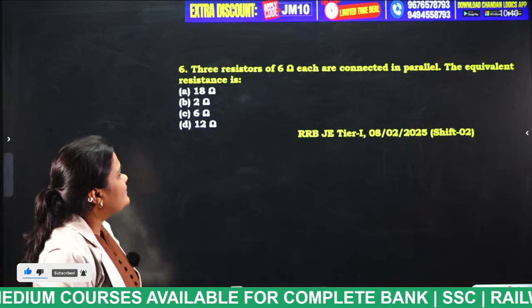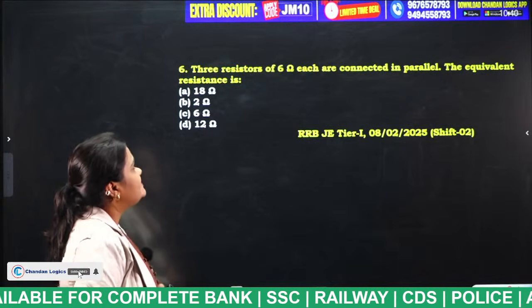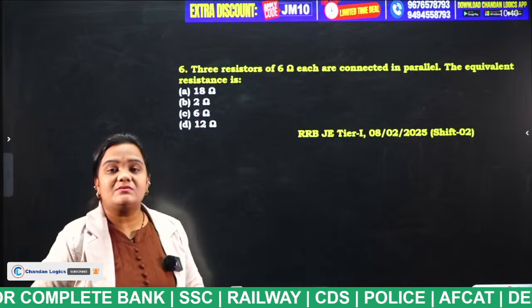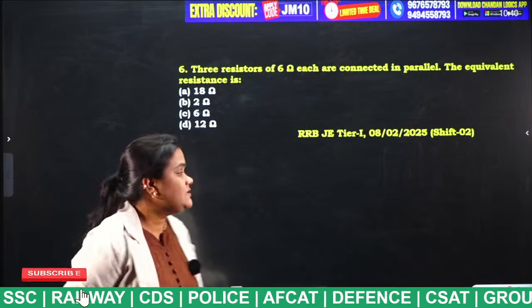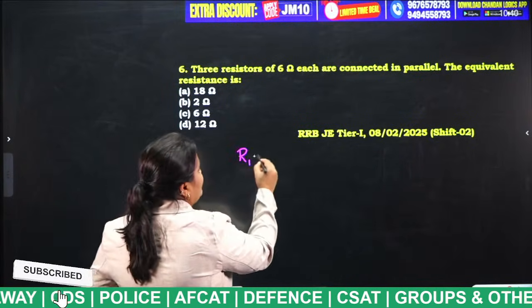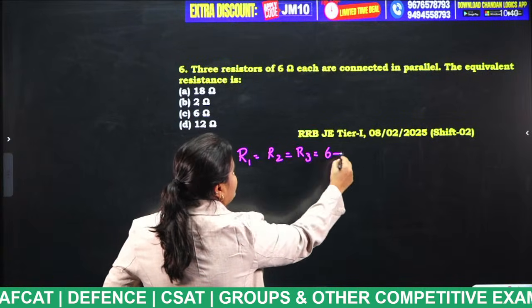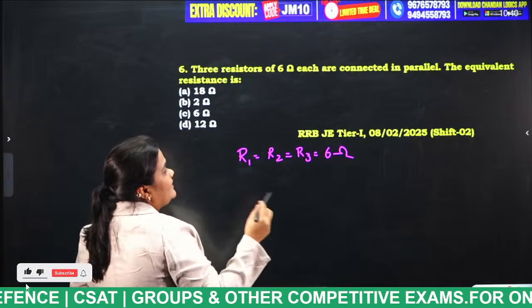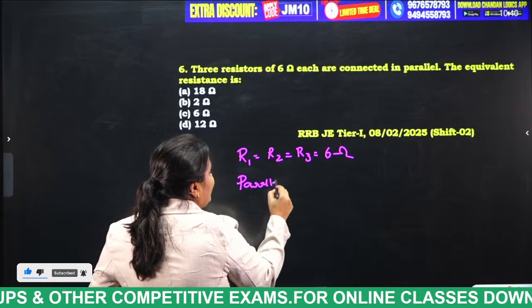Next question. Three resistors of 6 ohms each are connected in parallel. The equivalent resistance is? They have given three resistors with equal resistance, that means R1 is equal to R2 is equal to R3 is equal to 6 ohms. Now they are asking you to find the equivalent resistance. They are all connected in parallel connection.